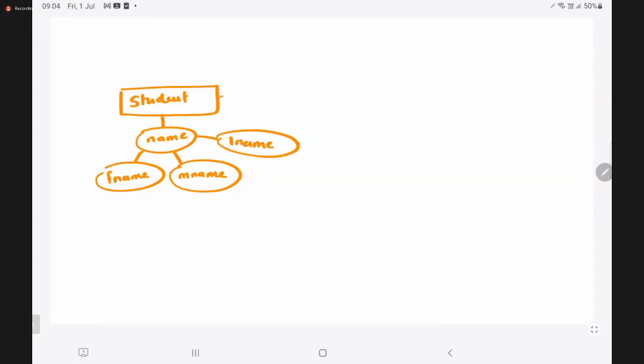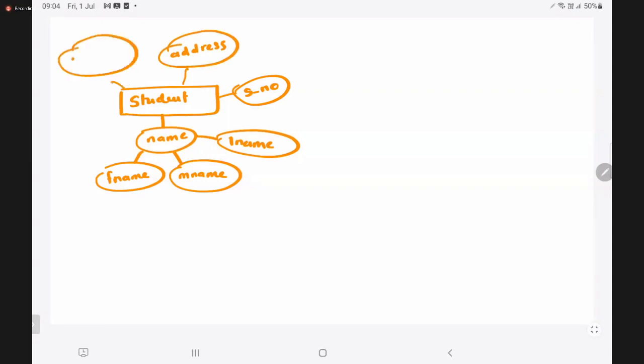Composite attribute. Just think you have a composite attribute like this. Then how can we draw the schema?